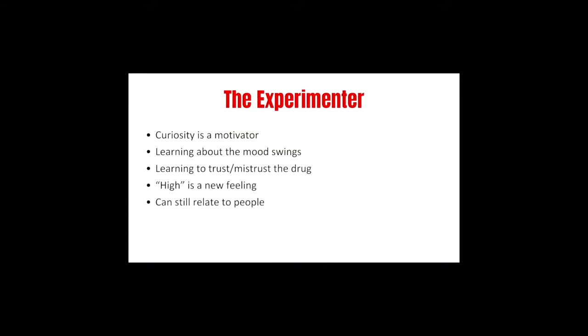So the experimenter: curiosity is the leading motivator for wanting to try some kind of a drug. The experimenter is learning about the mood swings that they're getting using whatever drug of choice is for that experimenter. They're learning to trust and mistrust the drug. High is a totally new feeling to these people. So the experimenter is experimenting on the new high. That high that they're getting from using the drug is now a new experience, and they can still relate to people. Okay, so they are kind of like the entry-level drug user.